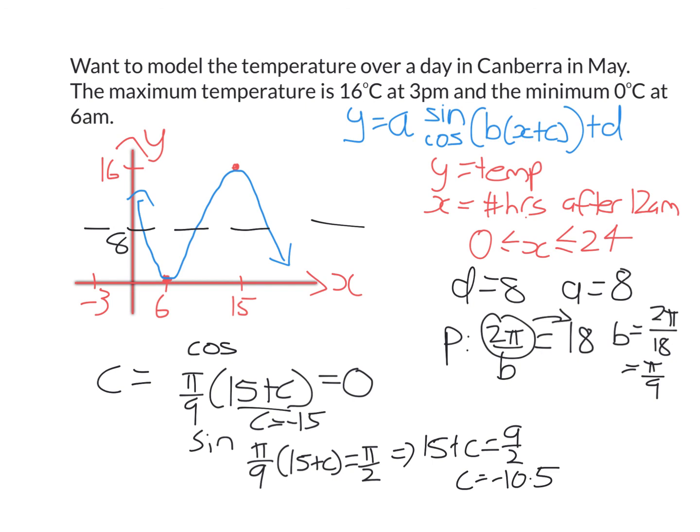So I've found two models here. Values of A, B, and D are exactly the same, whether it's a sine or cosine graph. The only difference is the C value. So one of the functions is y equals 8 sine pi on 9 (x minus 10.5) plus 8. The other I found is y equals 8 cos pi on 9 (x minus 15) plus 8. Both of these are viable trigonometric models that will ensure that this data here occurs on the graph.